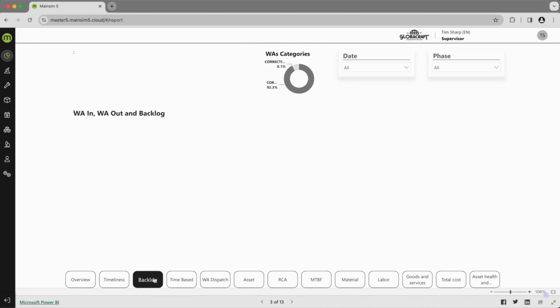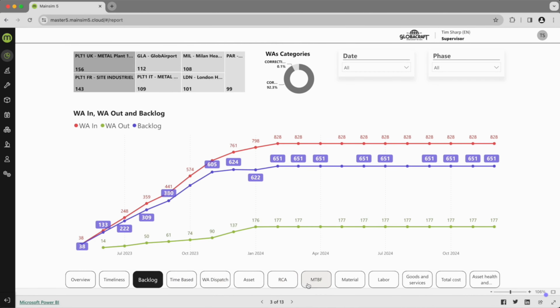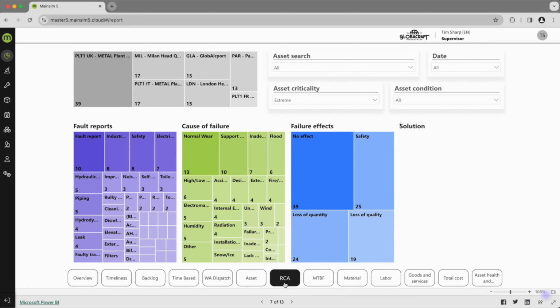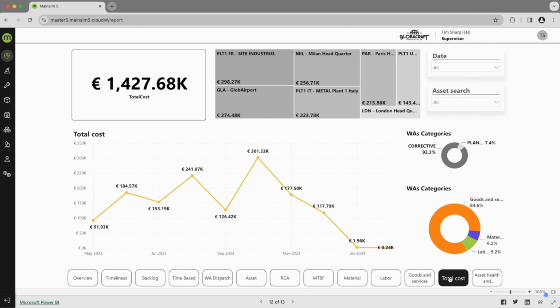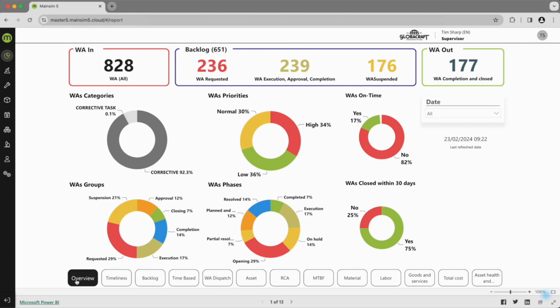As you can see, this is an intuitive dashboard where users can view key metrics such as service level, maintenance backlog, work order trends, and the distribution of activities by asset and by manager. Each indicator, from service metrics like work orders closed within 30 days or on time, to maintenance metrics like mean time between failures, is designed to provide an immediate understanding of the operational status and improvement opportunities.